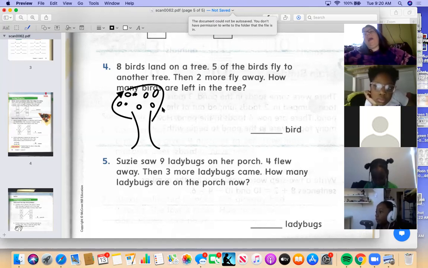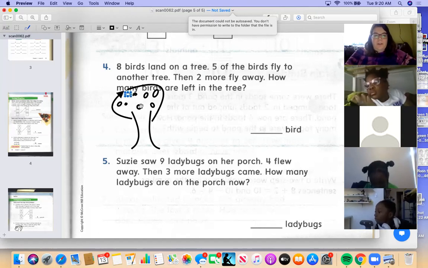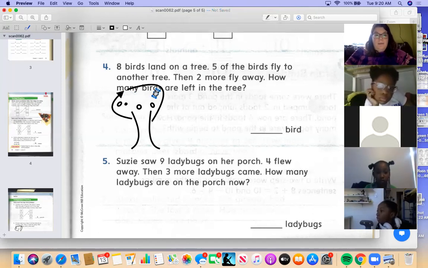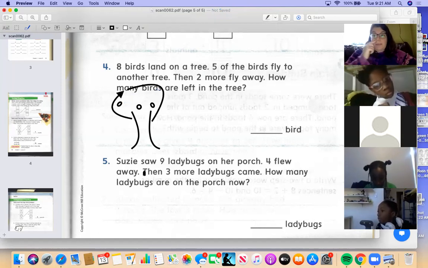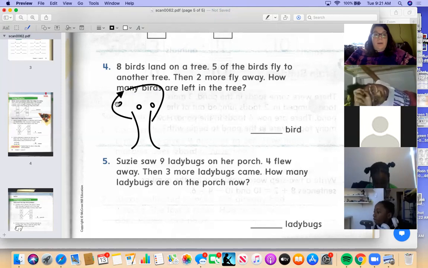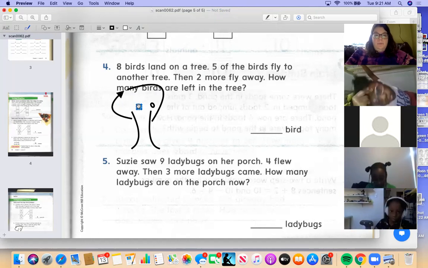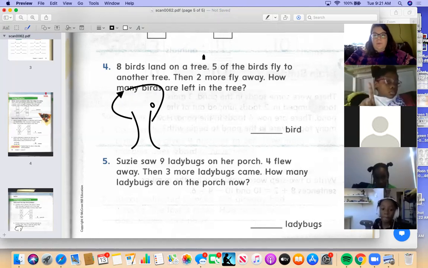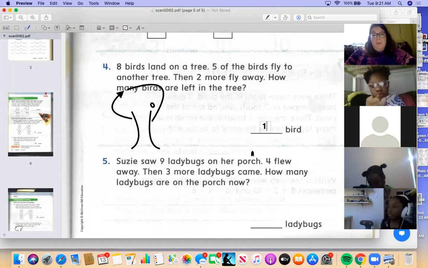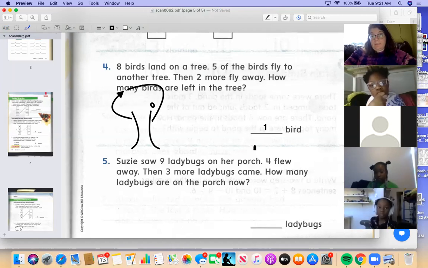So 5 birds flew away. They're going away. We are subtracting. So I'm going to go ahead and take away those birds. I'm going to subtract them right now. 1, 2, 3, 4, 5. How many birds now are in the tree? 3 birds in the tree. Then it says, then 2 more fly away. That means we're subtracting 2 more. 1, 2. How many birds are left? Just 1 bird. That's right, Daisha. Just 1 bird in the tree. Ta-da. So that problem, we subtracted twice.